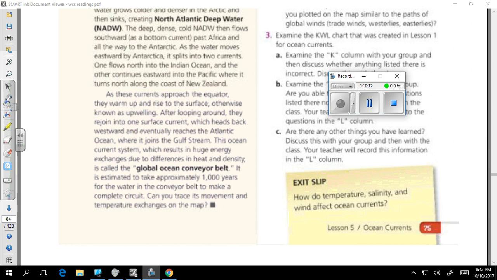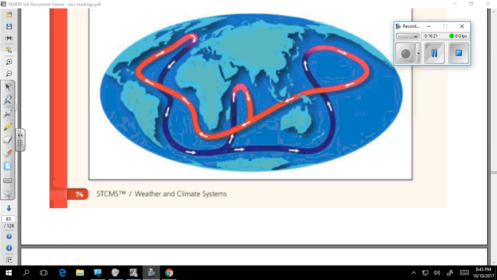So we have another vocabulary word that I need you to circle. It's global ocean conveyor belt. So guys, this picture right here is the global ocean conveyor belt. And what that means, it is a slow moving ocean current that circles the world. And I need you to write that, please.